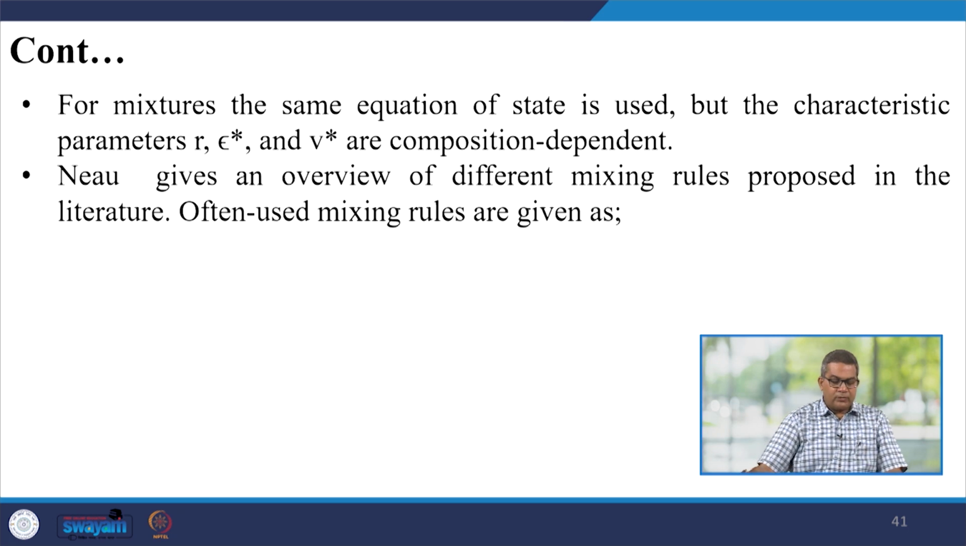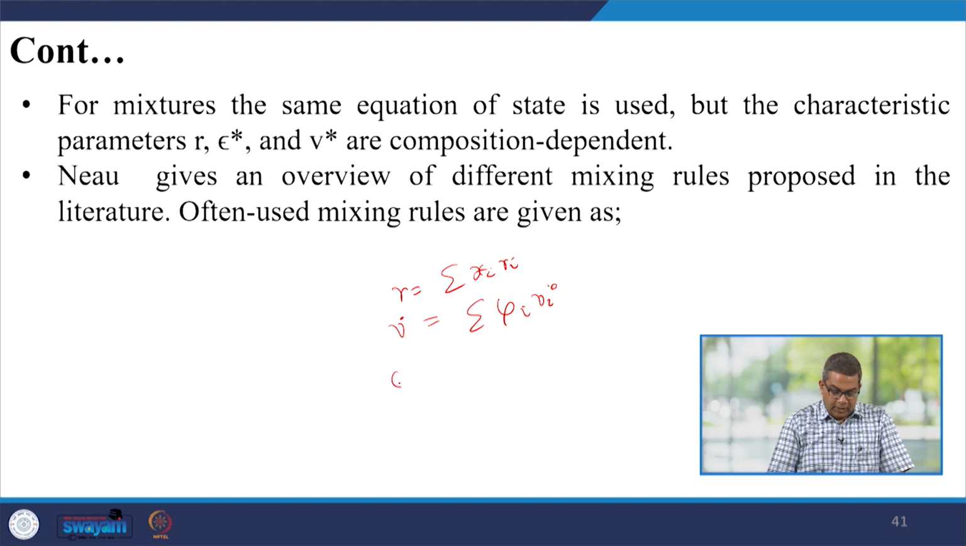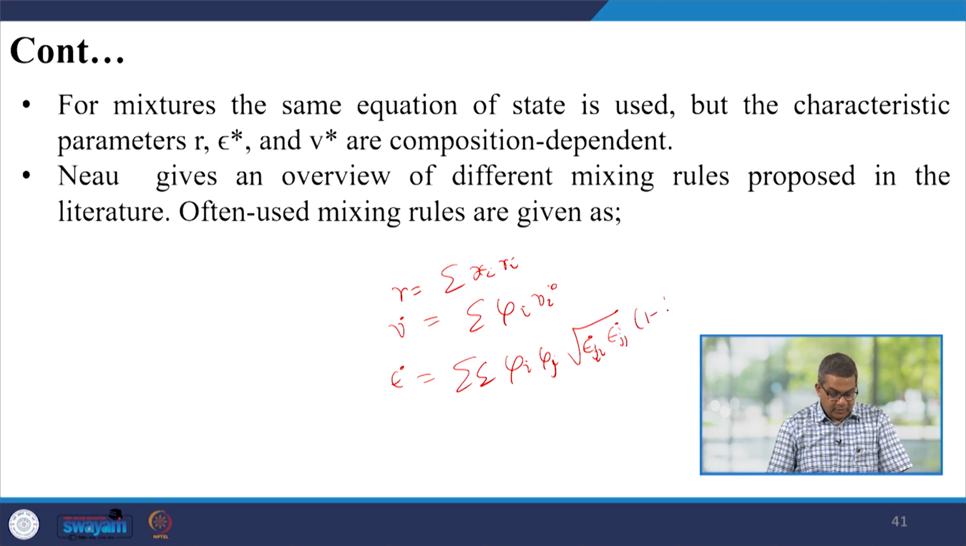Now, for a mixture the same equation of state is used, but the characteristic parameters r, epsilon star and v star are composition dependent. There are different mixing rules proposed in the literature, and the often used mixing rules can be given as r equal to the summation of x_i r_i, v star given as the summation of psi_i v_i, and epsilon star given as the summation of psi_i psi_j square root of epsilon_i epsilon_j at the standard condition, times 1 minus k_ij.